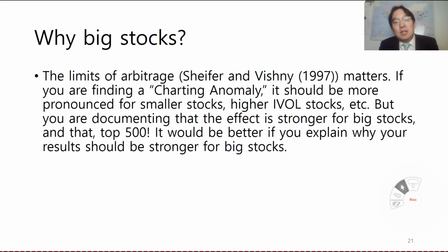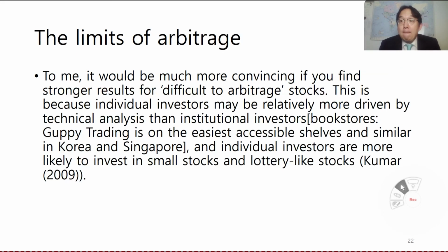Why big stocks, and why the limits of arbitrage matter, is the second point. If you are finding a charting anomaly, it should be more pronounced for smaller stocks, higher-eyeball stocks, etc. But you are documenting that the effect is stronger for big stocks, the top 500 stocks. It would be better if you explained why your results should be stronger for big stocks. And on the limits of arbitrage, to me it would be much more convincing if you found even stronger results for difficult-to-arbitrage stocks. This is because individual investors may be relatively more driven by technical analysis, instinctively.